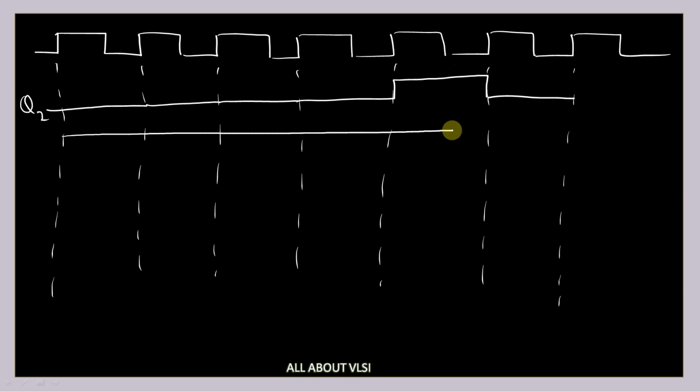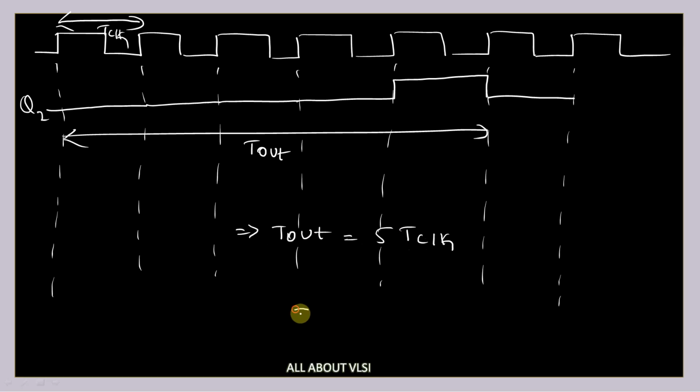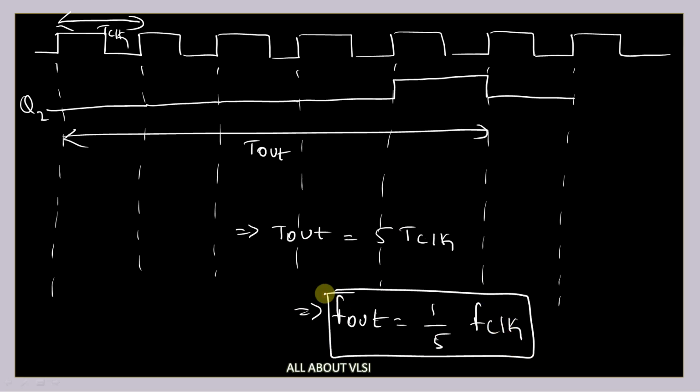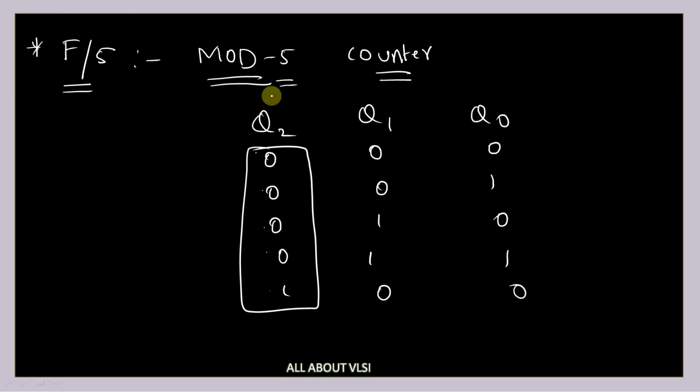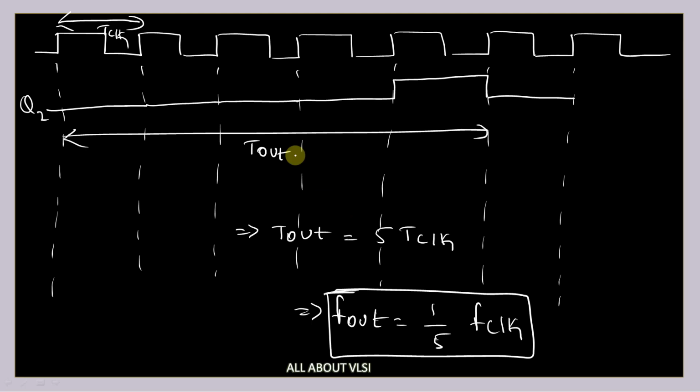So this is the time period of my output, and this is the time period of the clock, T clock. So I can establish the relationship between my output and clock: T out is equal to 5 times T clock. If I convert this into frequency, then F out is equal to 1 by 5 times the frequency of the clock. So if I consider a mod 5 up counter, and only consider the output Q2, then I'm going to get frequency division by 5.